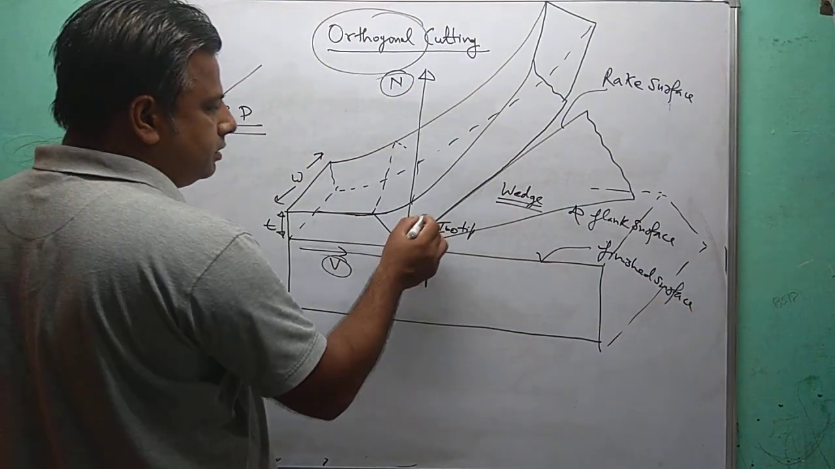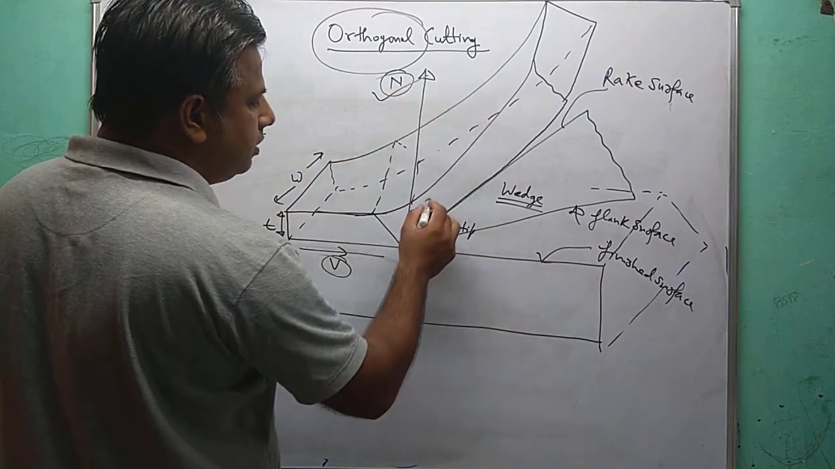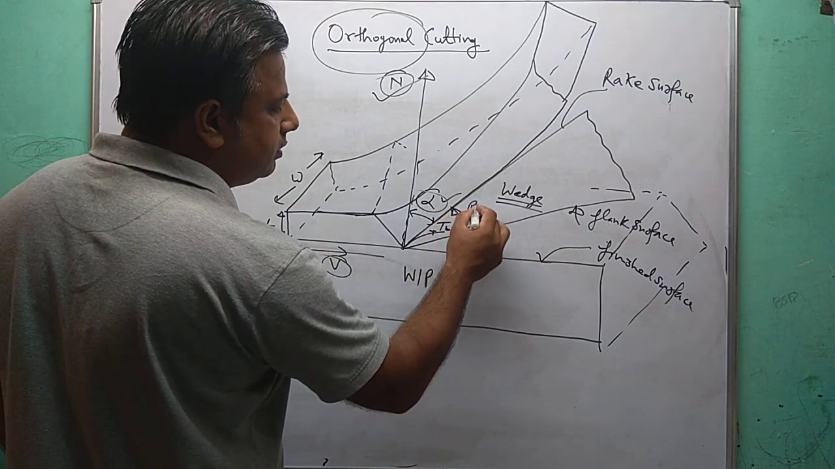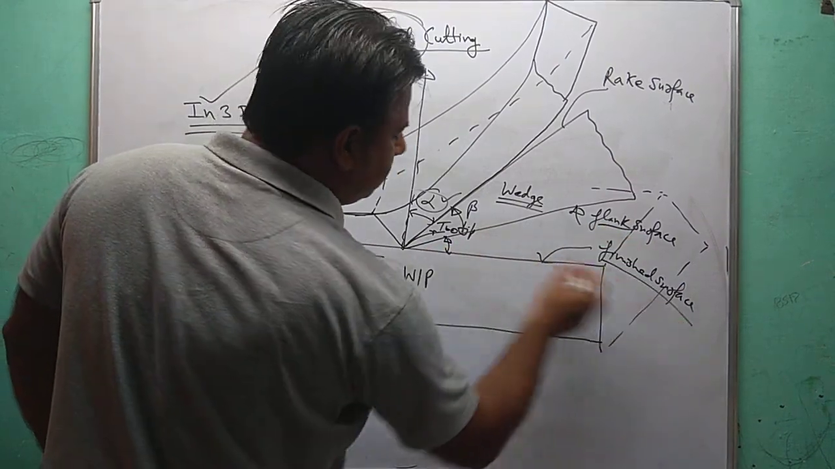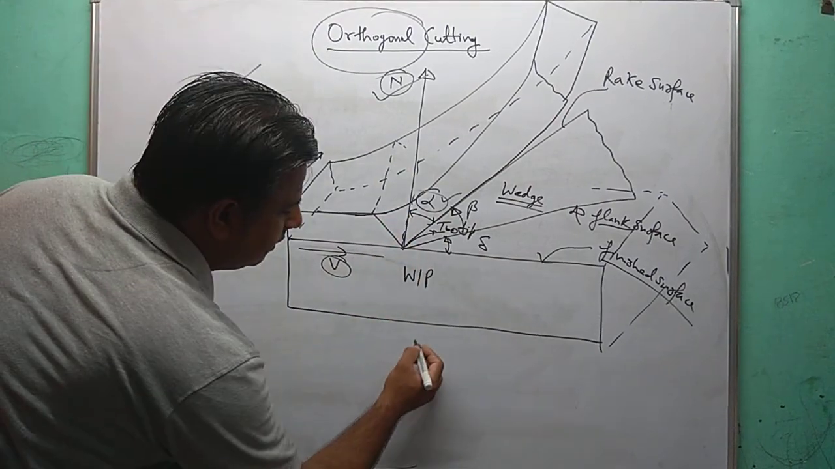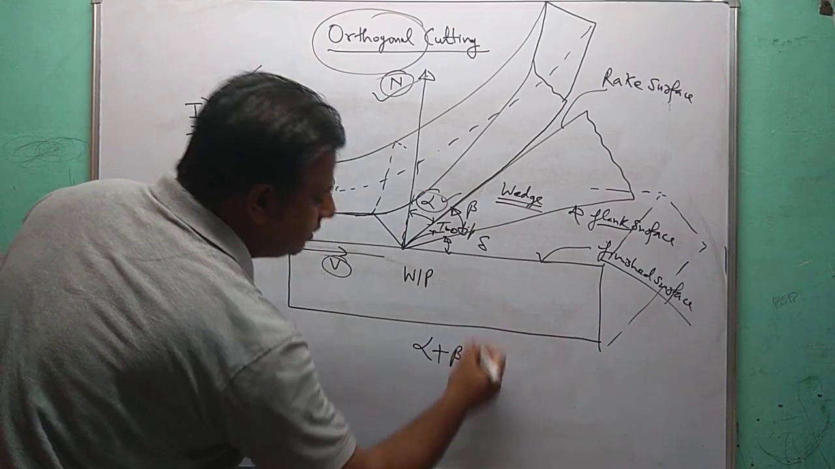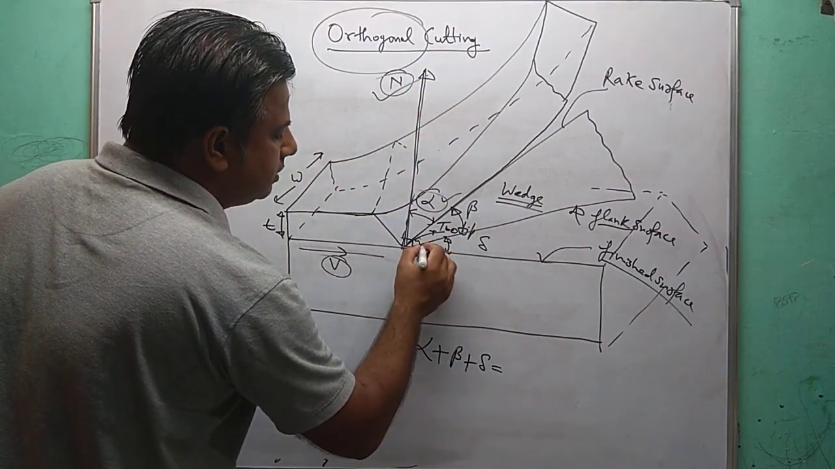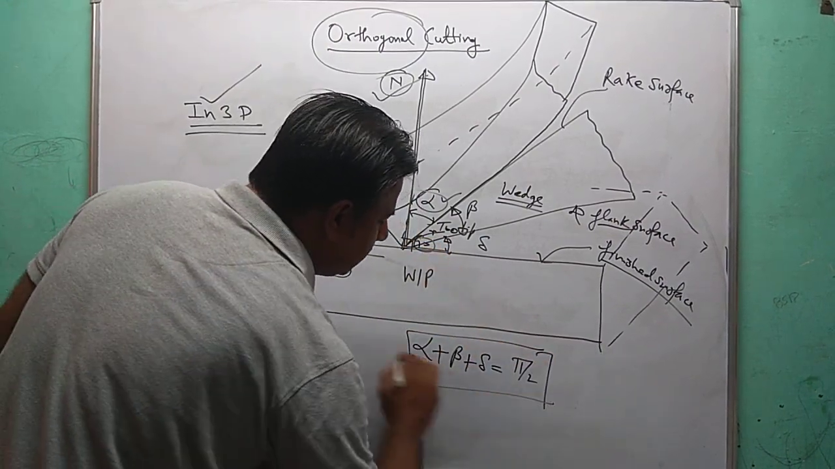The angle between the rake surface and the normal is called the rake angle. This is the rake angle, and this angle is your wedge angle, denoted by beta. The angle between the flank surface and the finished surface is known as the clearance angle. So from here we get one relationship: alpha plus beta plus delta is equal to, from the geometry, since this is normal and this angle is 90, equal to 90. So one relation you will get from here.